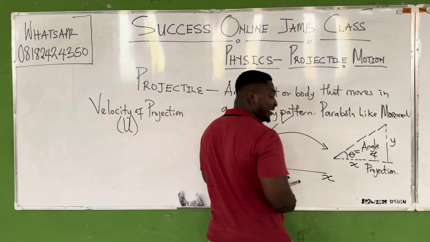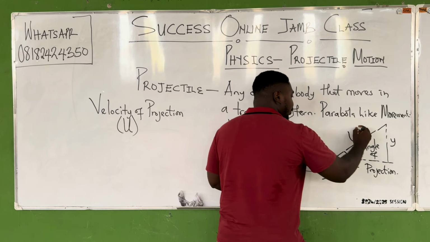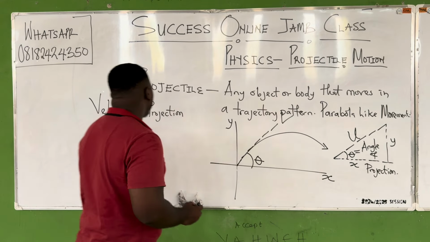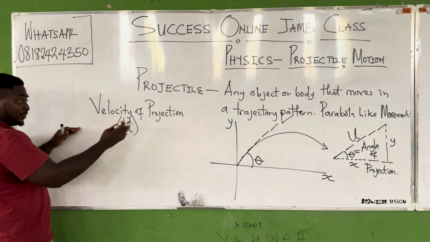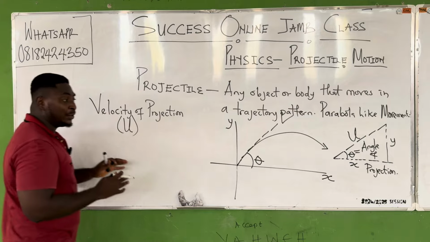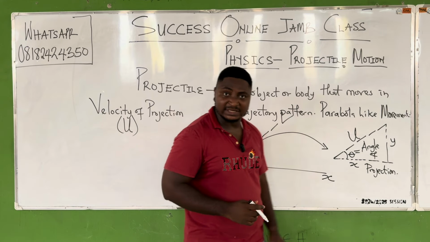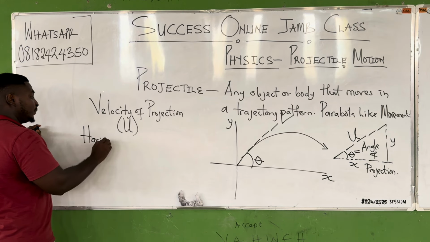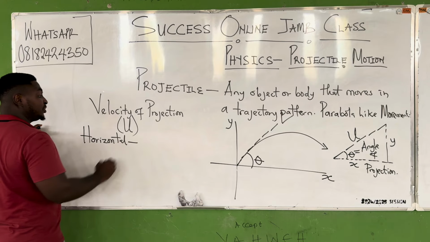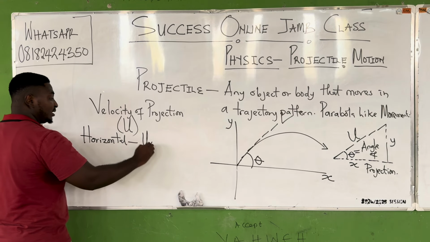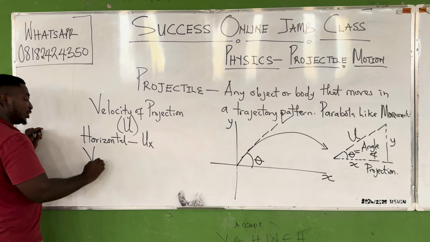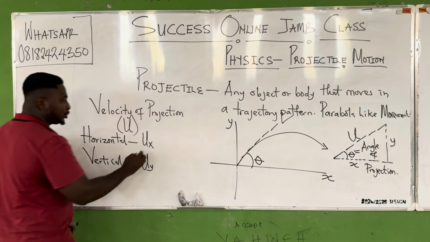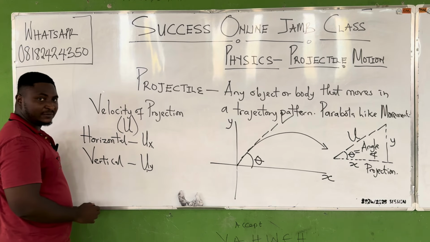So if this is a typical graphical representation of the body, we'll say this is u. U is the speed of projection. But apart from this velocity of projection, the speed of projection can be broken down into what? Horizontal and vertical components. So we can have the horizontal component of the speed of projection, called Ux, and the vertical component, called Uy.